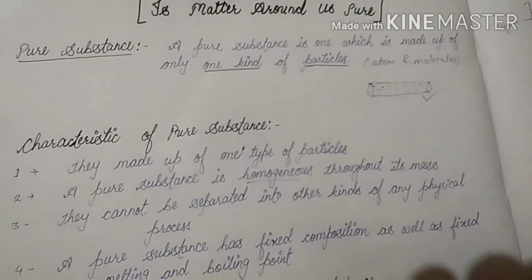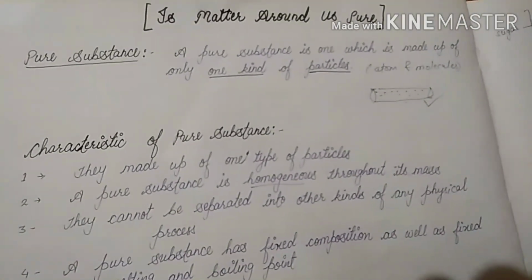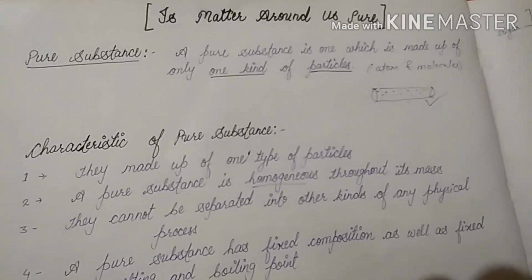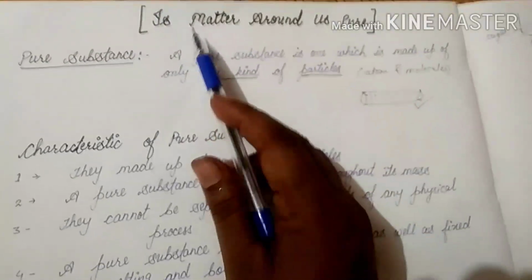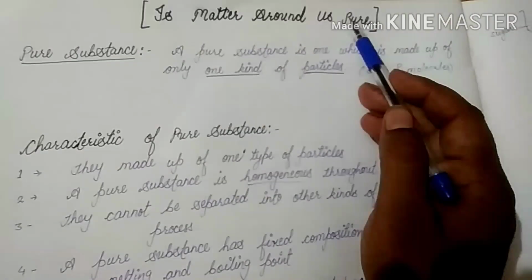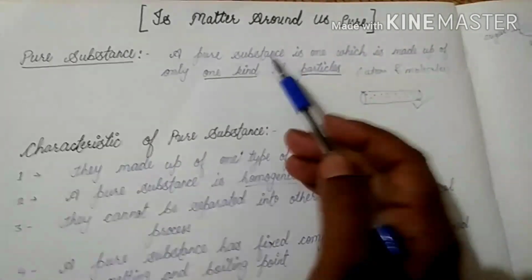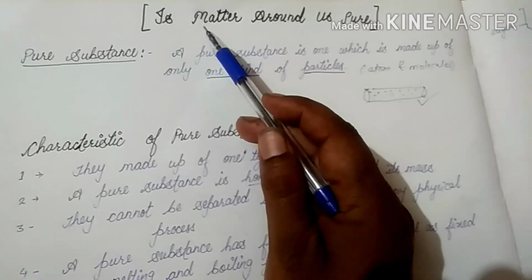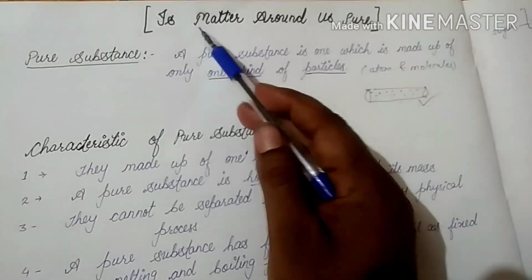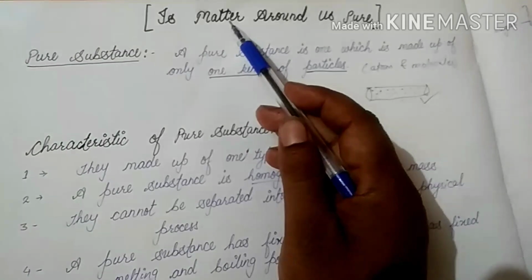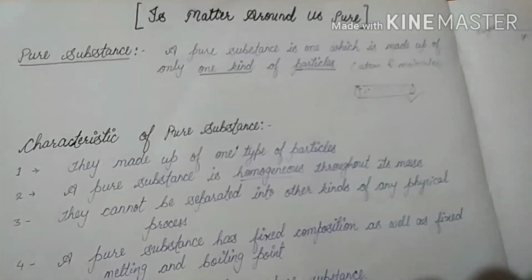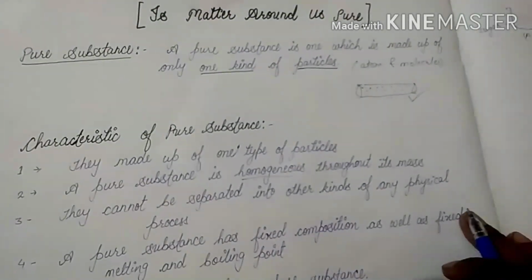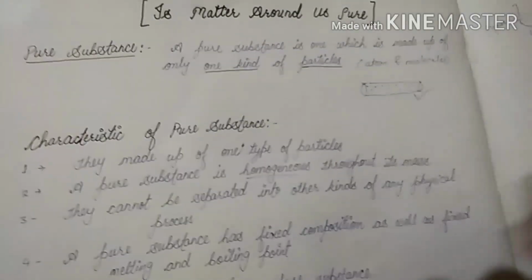Hello students, this is Vivek and today we are going to start a new chapter, that is Is Matter Around Us Pure? Okay, children, in the previous chapter I had explained about the properties of matter and classification of matter. And in this chapter we are going to read how matter can be pure and impure.